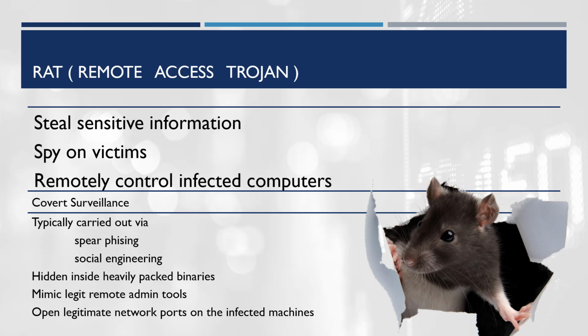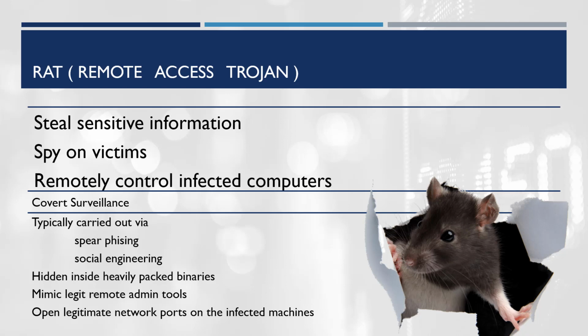So RATs are very common and designed to provide the attacker with complete control over the victim system. They can be used to steal sensitive information and carry out spy activities on the victims, and usually they are spread using spear phishing or social engineering techniques. Most are hidden inside heavily packed binaries that are then dropped in the later stages of the malware's payload execution.